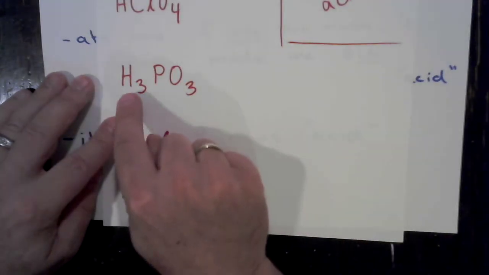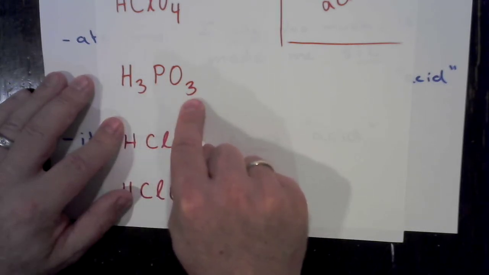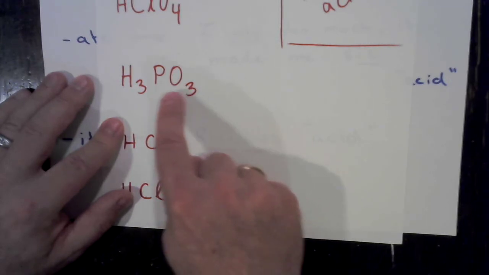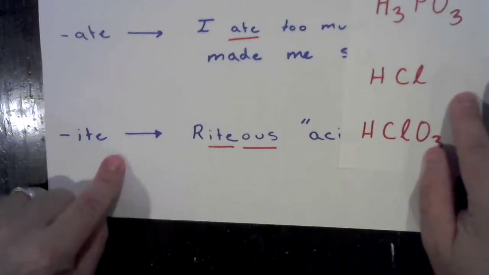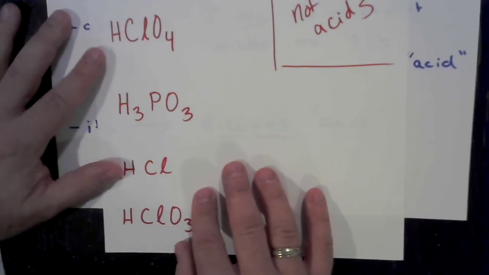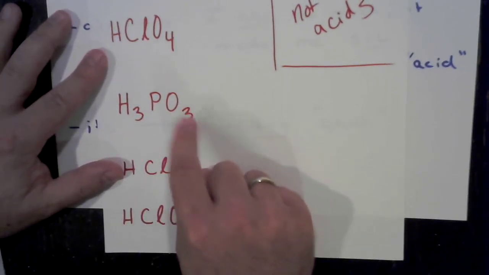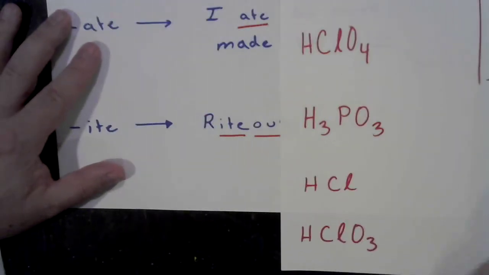Doesn't matter if you have more than one hydrogen. Okay? The PO4 option is phosphate. I have one fewer oxygen, so this is phosphite. I'm going to come down here and do a righteous acid option on it. So this is going to be phosphorus acid. Okay?